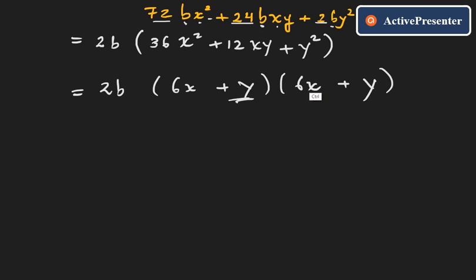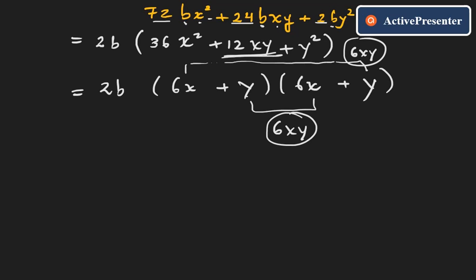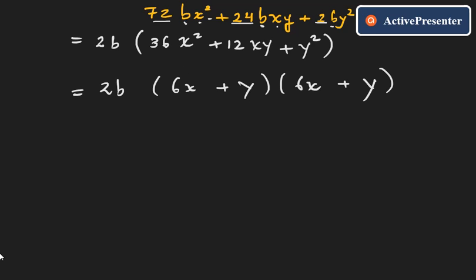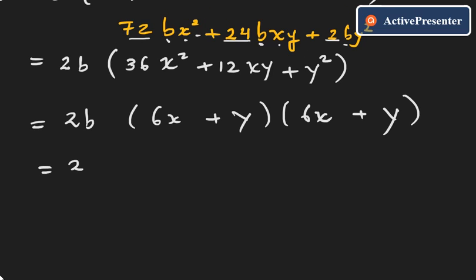Now check the outer and the inner. If you multiply 6x into y, you would have 6xy, and if you multiply here y into 6x, you would have also 6xy. Now add 6xy to 6xy, you will get 12xy. Then your factorization is correct. Now can we go more? Can we factor this more? You can write this as 2 multiplied by (6x plus y) all squared.